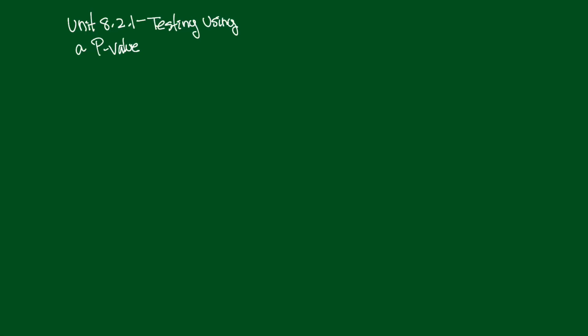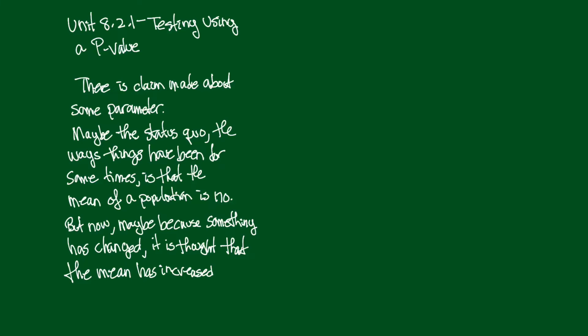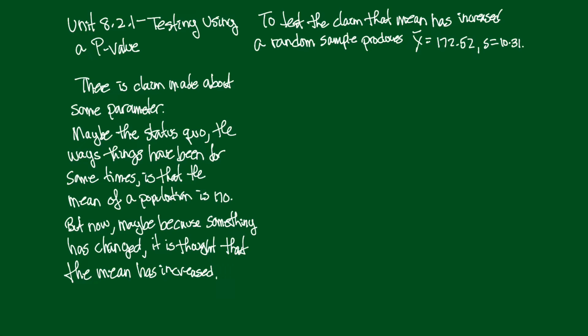We're going to run a hypothesis test using what's called a p-value. The picture is this. There's a claim made about some parameter. For example, maybe the status quo, the way things have been for some time, is that the mean of some population is 170. Okay, I'm just making this up. But now, maybe because something in the process has changed, it's thought that the mean has increased. To test the claim that the mean has increased, suppose a random sample is taken and produces a sample mean of 172.52 and a standard deviation of 10.31.